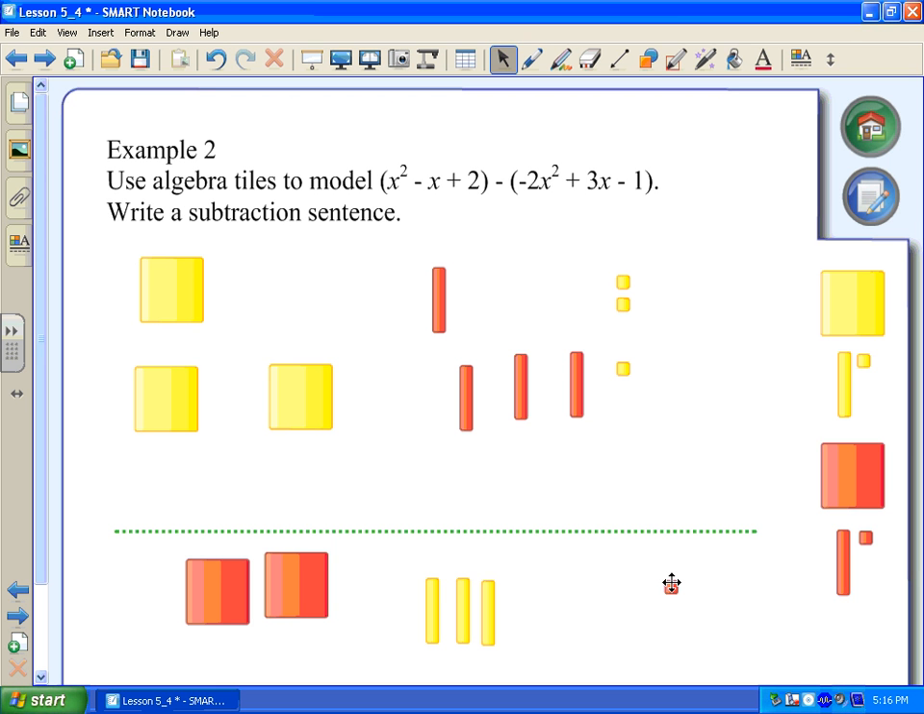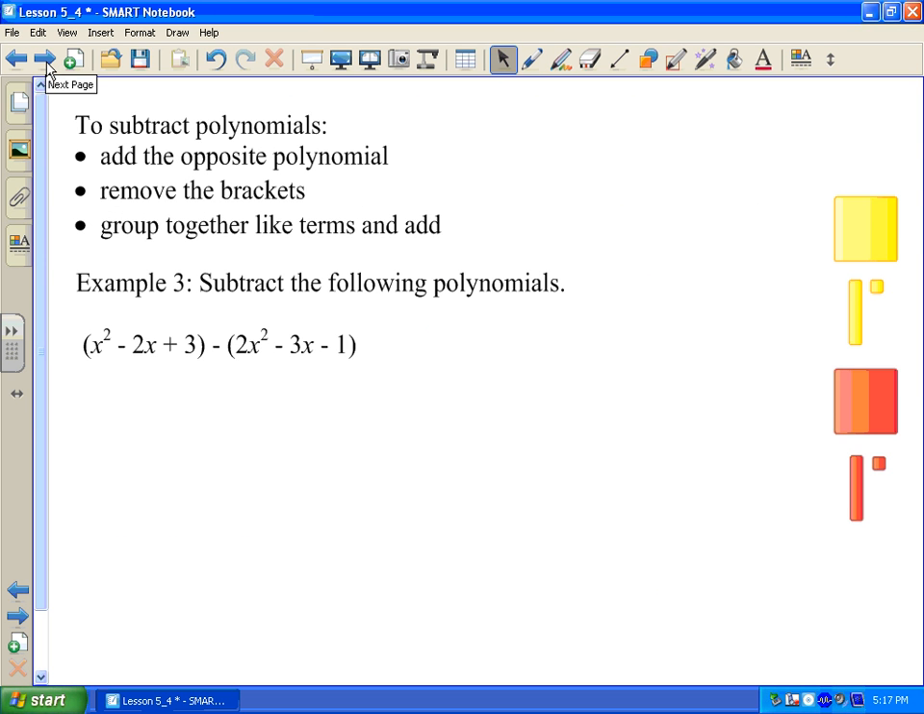So when we put those together, you see what happens. If you take x squared minus x plus 2, subtract this, you end up getting the opposite back. And when you combine them, 3x squareds minus 4x's and plus 3. Now, the question is, how do we do that without the tiles? Well, here are the steps that we're going to follow.